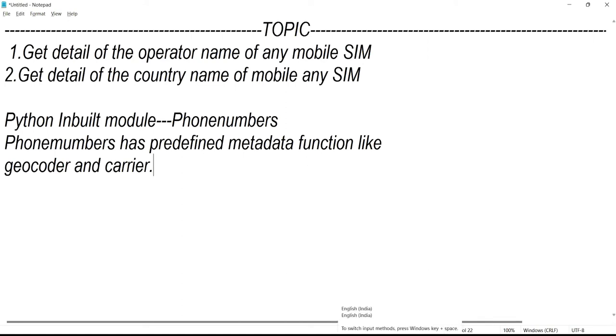In this video I will show you how you can get the details of the operator name and the country name to which a particular phone number belongs with the help of Python. For this we will use the phonenumbers module available in Python. The phonenumbers module has predefined metadata, that is geocoder and carrier, which will help us get the country name and operator name of the SIM card.